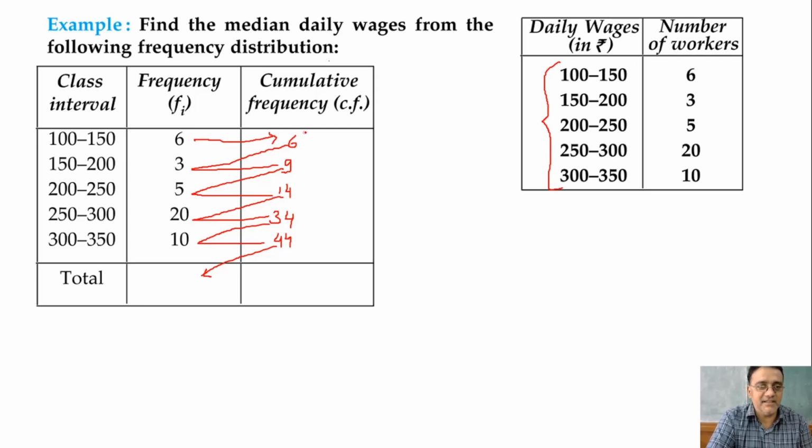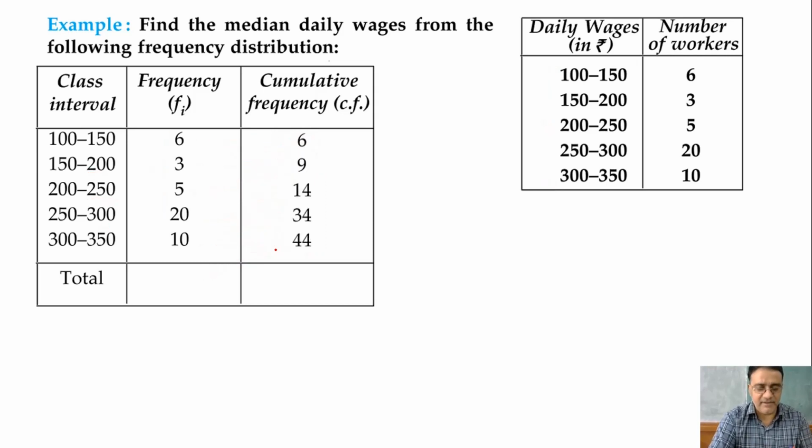This is called less than CF, because less than 200 will be how much? 6. Less than 250 means total 9, less than 300 means 14, less than 350 means 34, because we have to add all these numbers. Is that clear? This type of cumulative frequency table is known as less than cumulative frequency table, and more than also exists, that we will take up in the next session. So we got all the cumulative frequencies. Total frequency is N, and N is equal to 44.